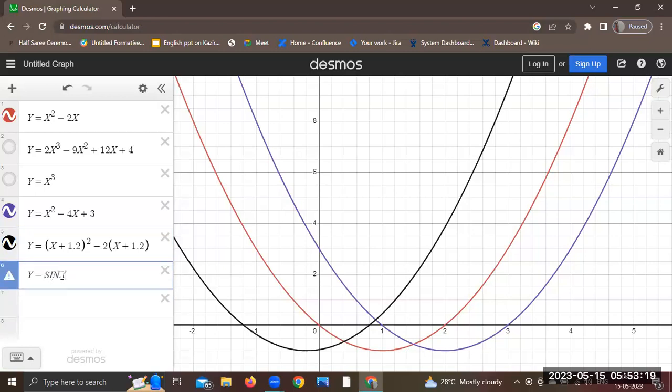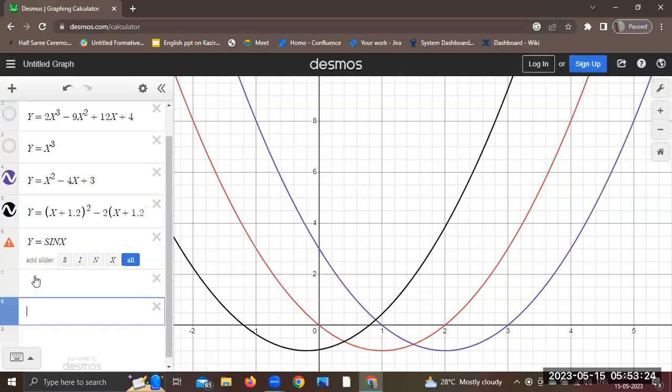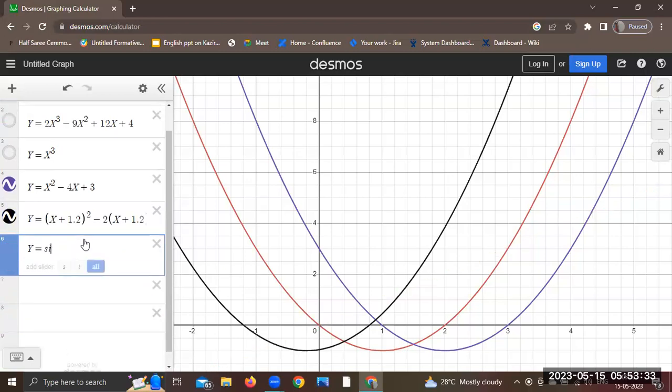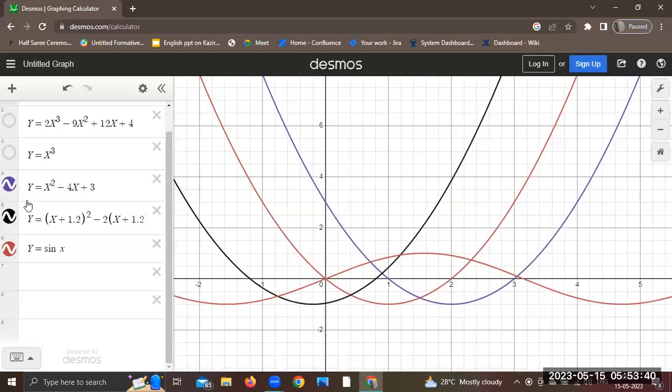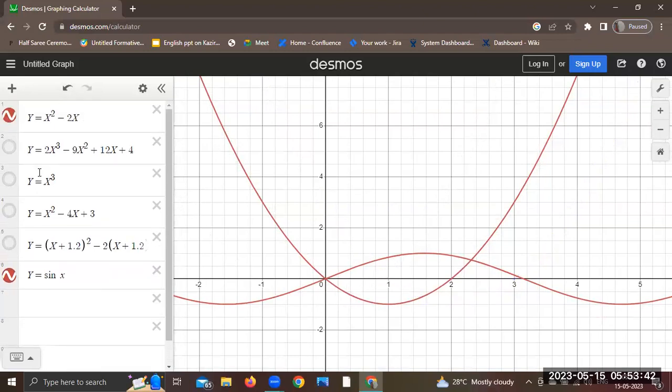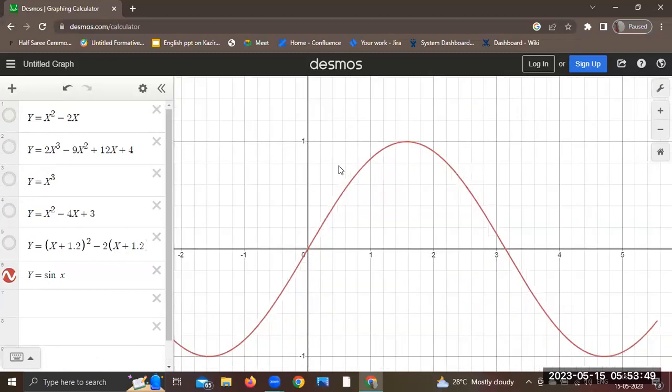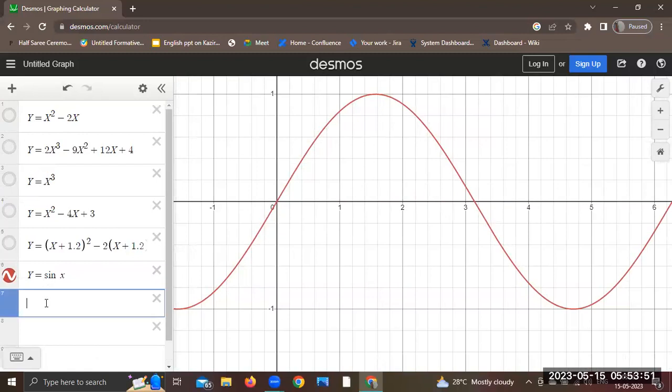Wait a minute, something went wrong. Y equal to sin x is not working. Yeah. Can you see y is equal to sin x function? Let us hide all these things so that you can see sin x clearly. Let us enlarge it. Y is equal to sin x, right?